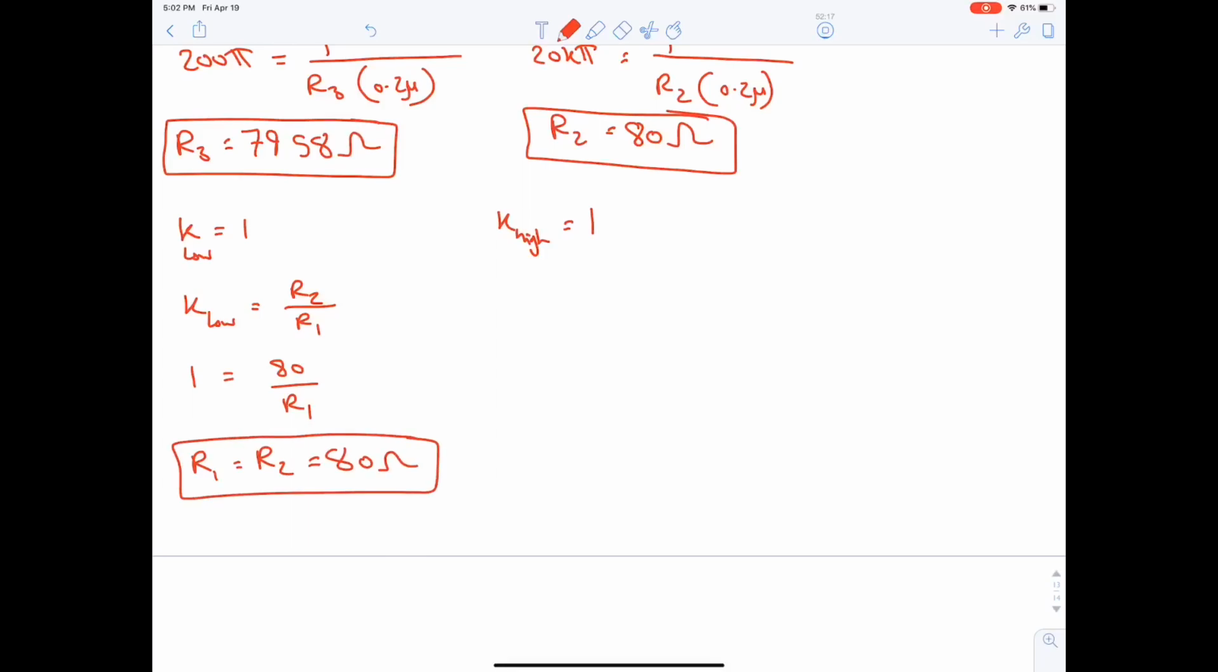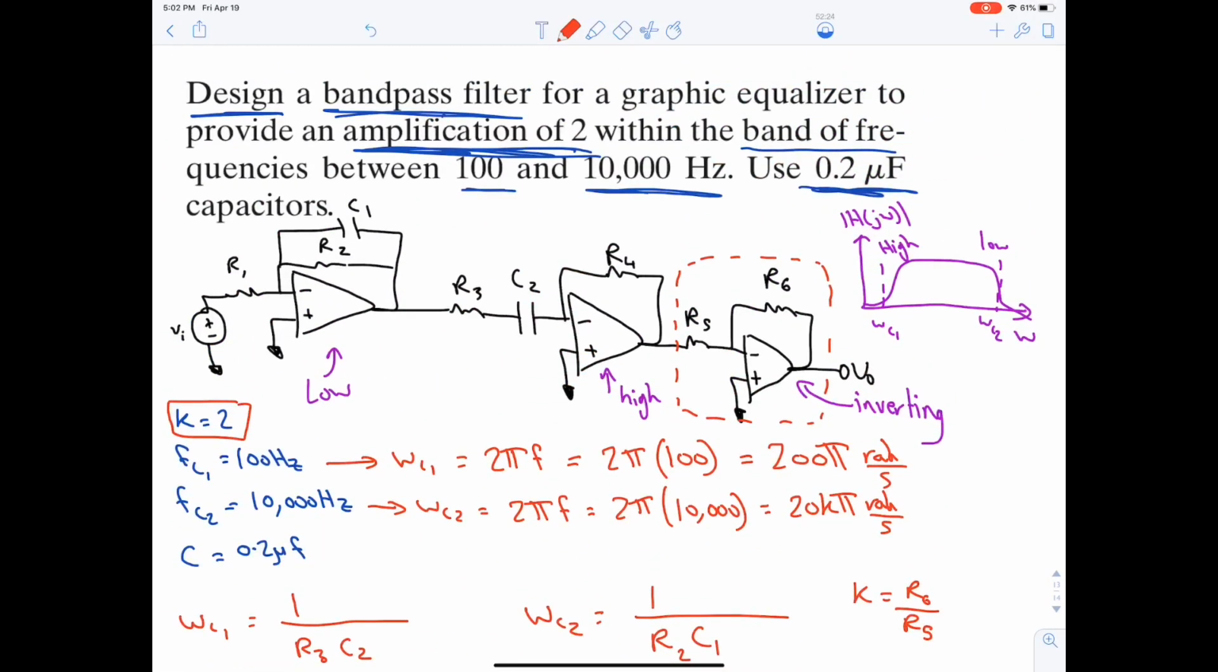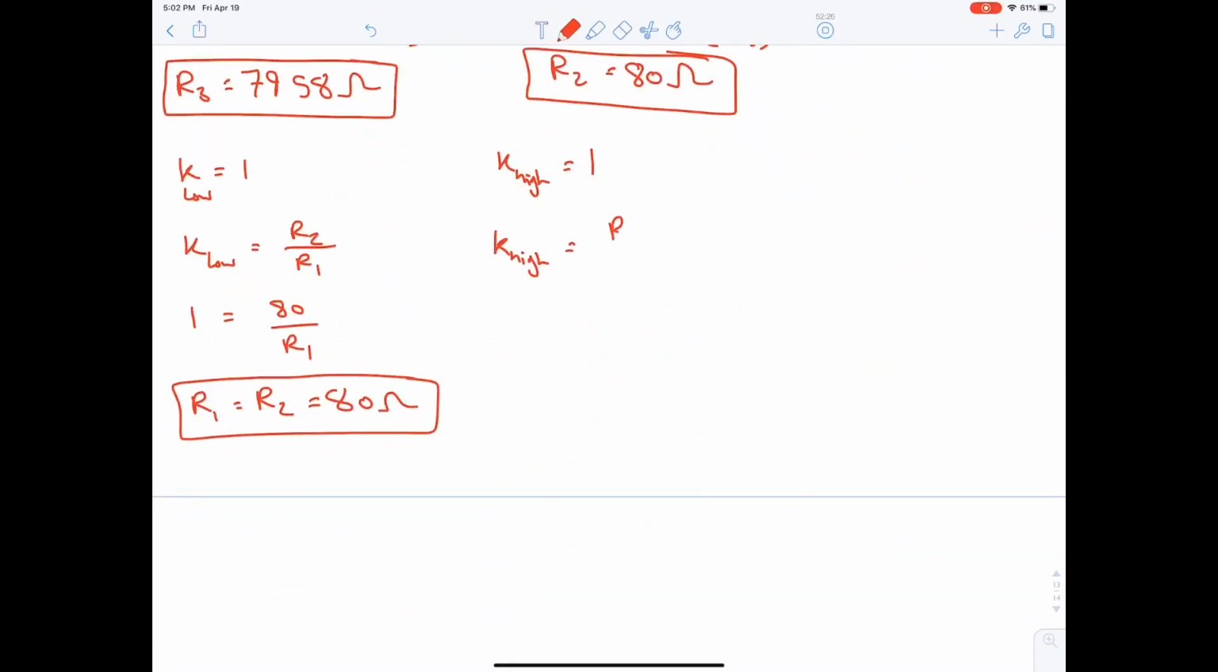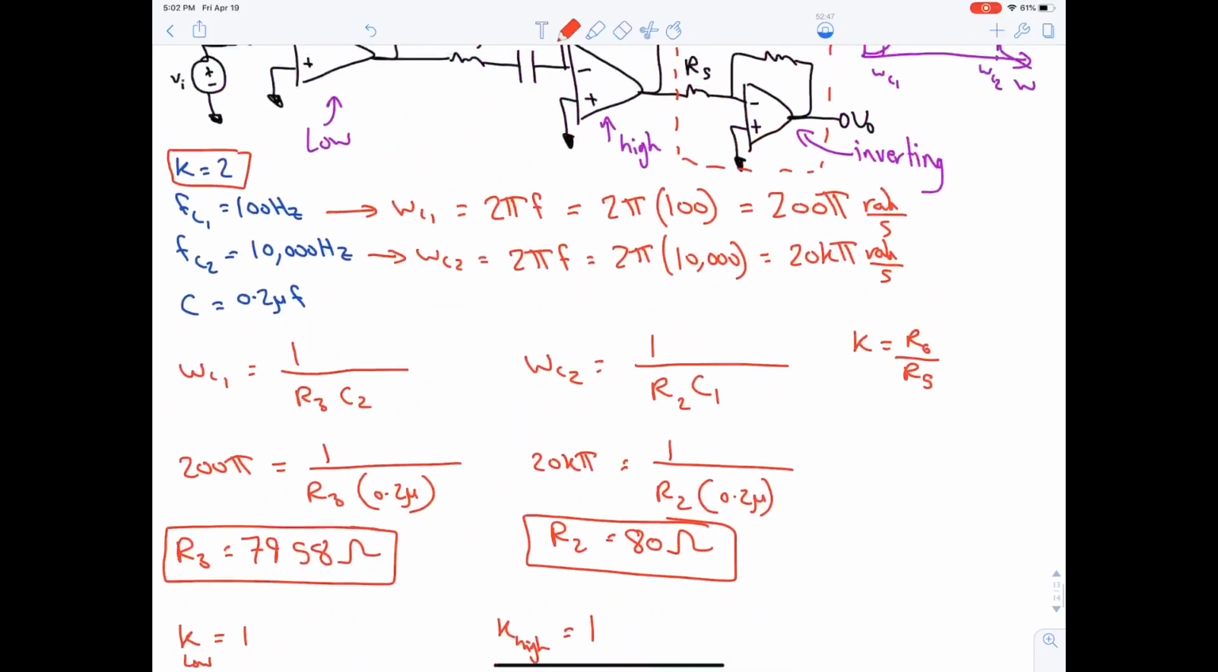Okay. Let's do the same thing here. K of high is equal to R4 divided by R3. K is 1. R4 is unknown, and R3 is 7,958. So R4 is equal to R3, which is equal to 7,958 ohm. Okay, so now we have found all the resistances except R6 and R5.